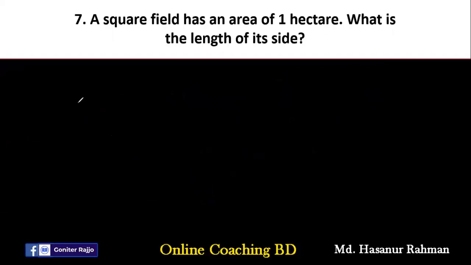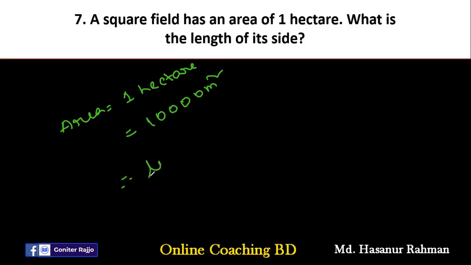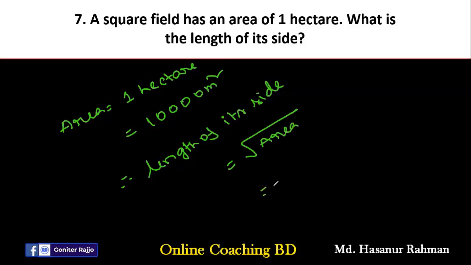Now, number 7. Number 7 says a square field has an area of 1 hectare. Here, area is given. Area is equal to 1 hectare. So, by using this measurement, we have to find out the length of each side. We know that 1 hectare equal to 10,000 square meter. Now, we have to find out the length of each side. So, length of each side will be the square root of area, that means square root of 10,000 square meter. Then how can you solve it?